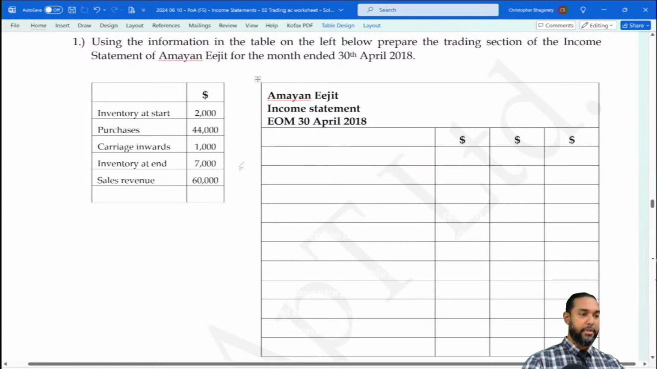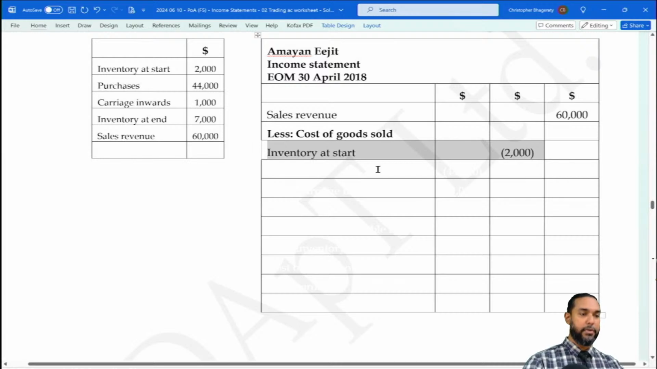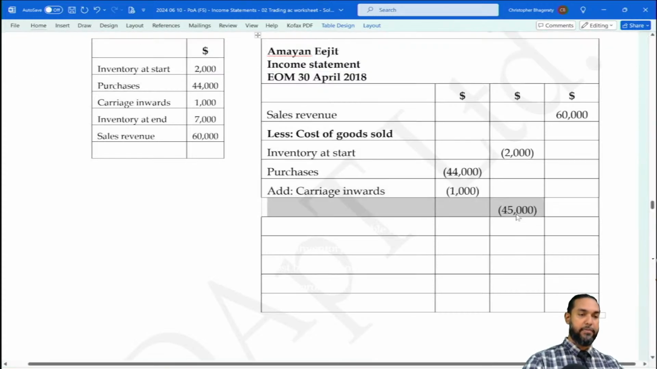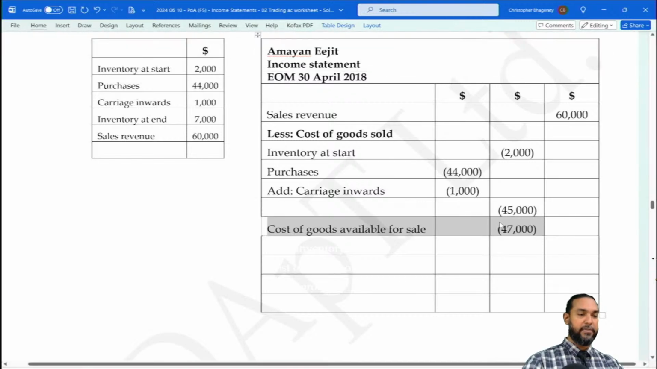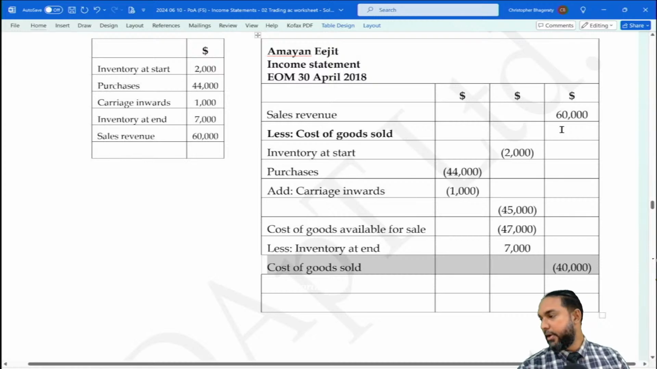So, right, we started with sales revenue of 60,000. Going here, of course, less cost of goods sold. Cool. So now we have to add, sorry, we're going to start with the opening inventory of 2,000. The purchases is 44,000, carriage in is 1,000, which means the total value of purchases is 45,000. 2 plus 45 is 47. You're going to subtract the inventory at end of 7 from that. That's going to give us 40,000, which is the cost of goods sold. That's going to be subtracted from the 60.